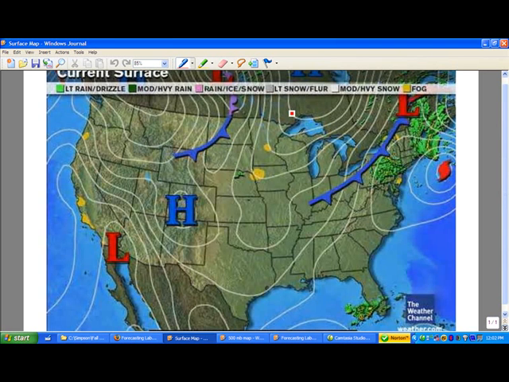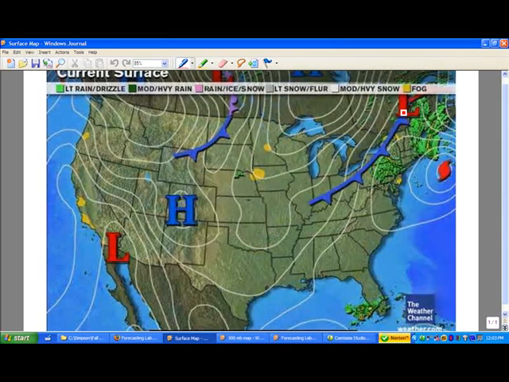You'll also notice quite a few isobars. These are the lines of constant pressure. The more lines you see, the stronger the winds are. So we would expect weak winds down here in the south, Texas, Louisiana, Arkansas, Oklahoma, and stronger winds up in our neck of the woods.